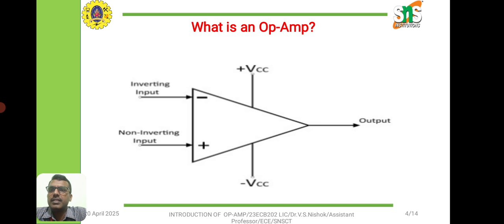Here we are seeing the symbol of the operational amplifier with two input signals. As discussed in the previous slide, two input signals and one output. One input is the inverting input, which is connected to the negative input terminal, and the other is called the non-inverting input, which is the positive input terminal. And we have two power supplies, plus VCC and minus VCC.